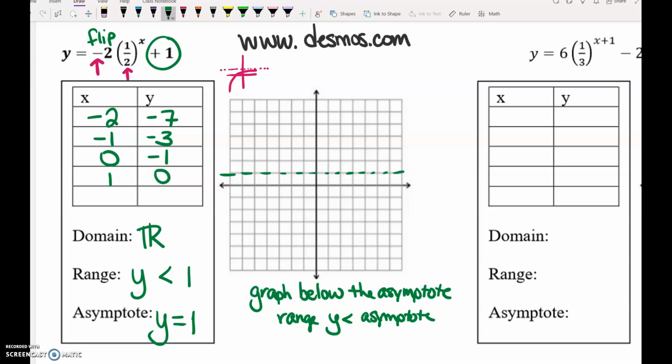So -2, 1, 2, 3, 4, 5, 6, 7. (-1, -3), (0, -1), (1, 0). So this graph is going to start down below, far away from that asymptote, and then as you move to the right, it curves up and moves closer to that asymptote.